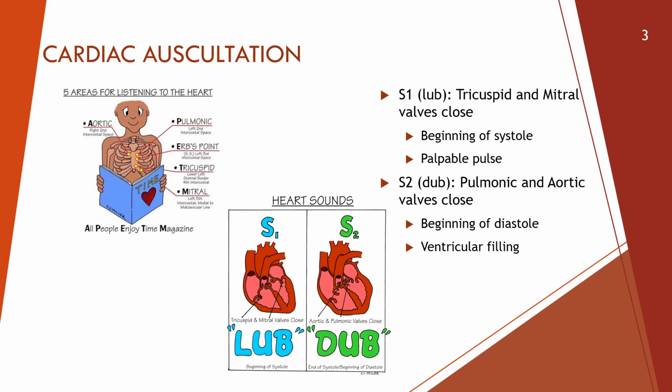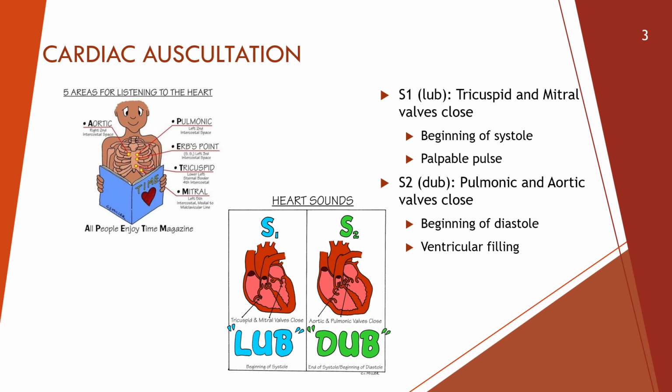So we start by listening to the aortic valve on the right side of the sternum in the second intercostal space. Then we go to the left side to listen to the pulmonary or pulmonic valve. Then we'll go down to Erb's point, tricuspid, and then down one more space to hear the mitral valve. When we are listening to heart sounds, we should expect to hear S1 and S2.